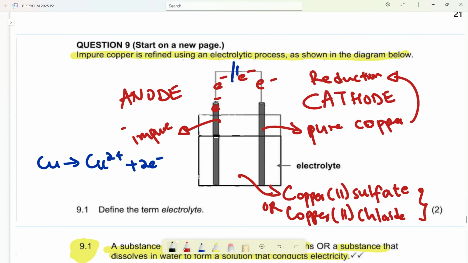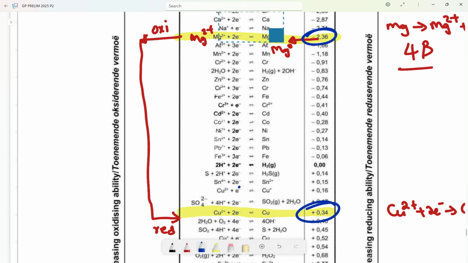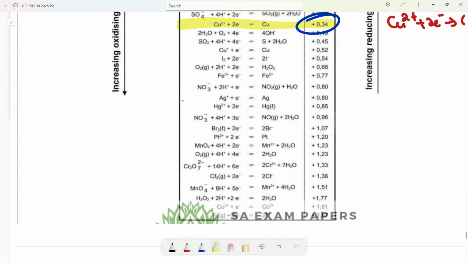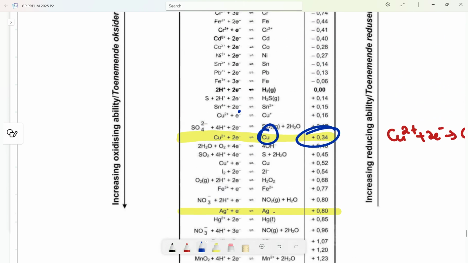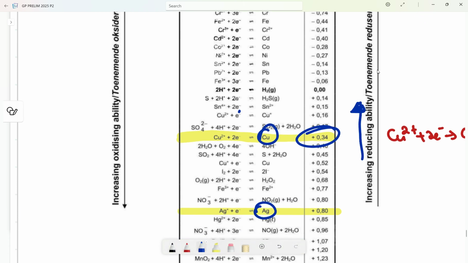If I check here, I have Ag to Ag+ plus electron, but I can go to my tables. Okay, I go to my table and compare between Cu as well as Ag. Where's Ag? Quickly, Ag is here. So if I look at the copper here and Ag, can you see reducing ability? So the one that can go oxidation faster is which one? Can you see? It is Cu. Cu is a stronger reducing agent than Ag.